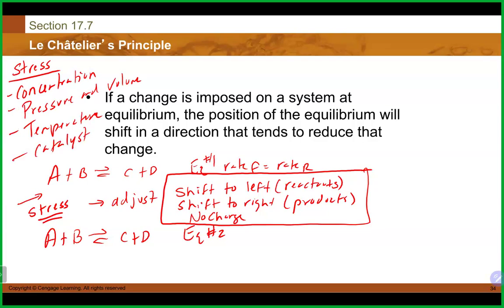So these are four common things that can be done to a system that's at equilibrium that will ultimately screw up the equilibrium and eventually allow this reaction to self-correct itself and get back into an equilibrium state. So let's talk about each of these and what happens as these things get stressed out.